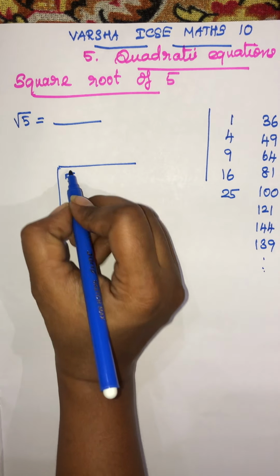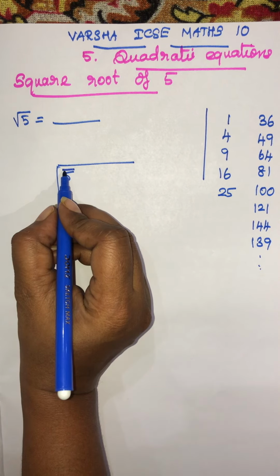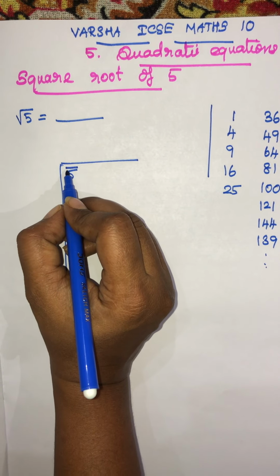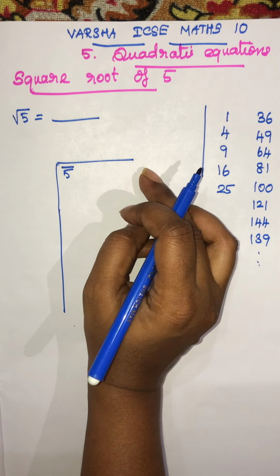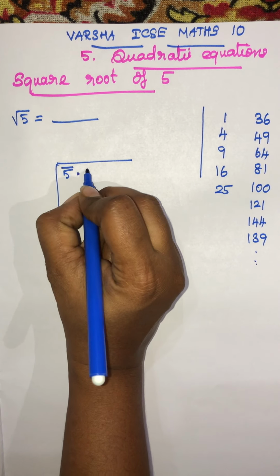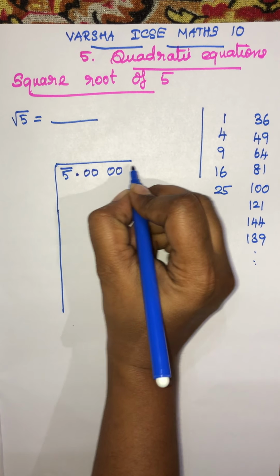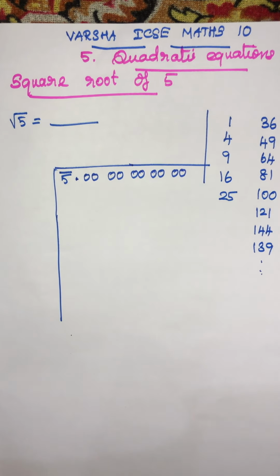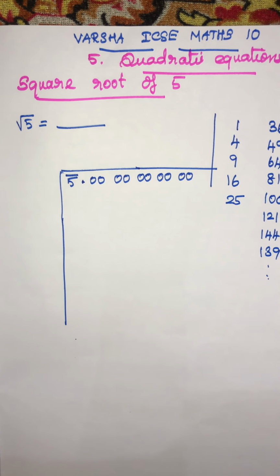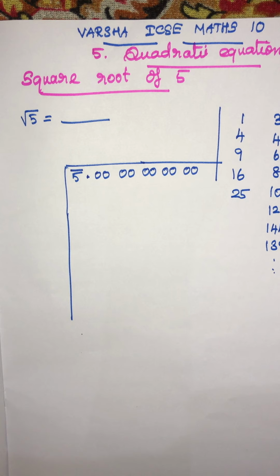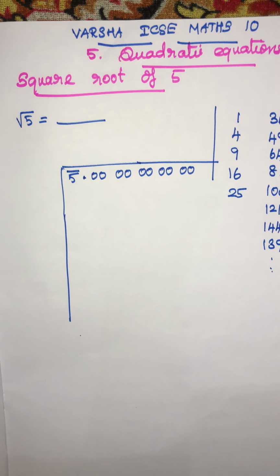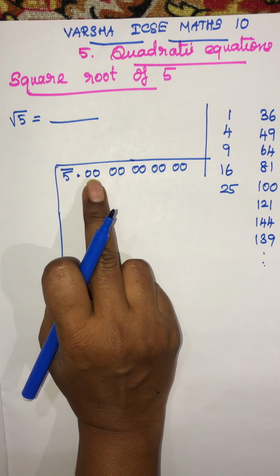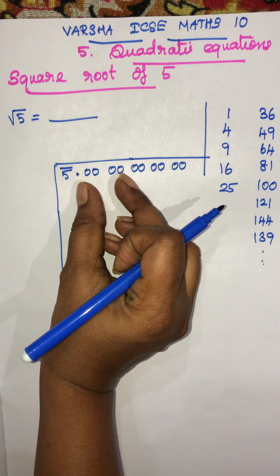Okay students, before that you give a bar to this number. The bar is to take a pair, but for 5 there is no pair here, so this is the only number. We need some decimals, but there are no decimals, so give a point and give some decimals, 00. You can give any number of zeros, depending upon the question. If they ask to write correct to two decimals, or three decimals, then for three decimals you need four pairs of zeros. If two decimals, this is enough.